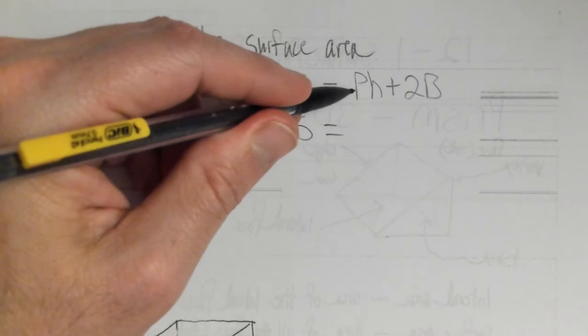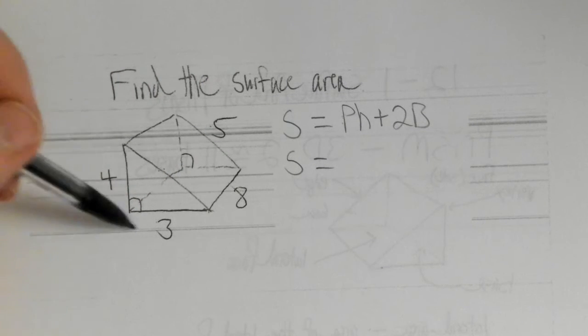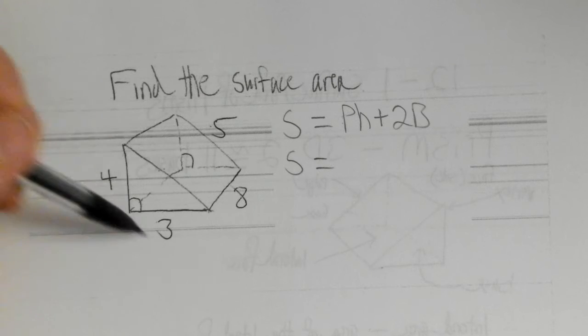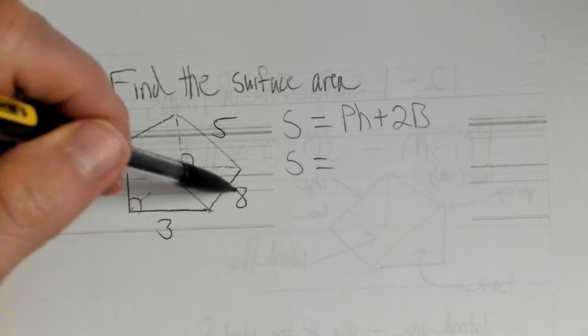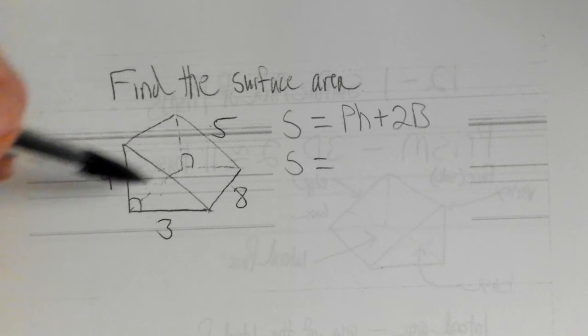All right, so what does P stand for? P stands for the perimeter of the base. All right, so where's the base? Remember, the base of the prism is the triangle, right? Base doesn't mean bottom side. It means whatever is defined to be the two congruent parallel bases.